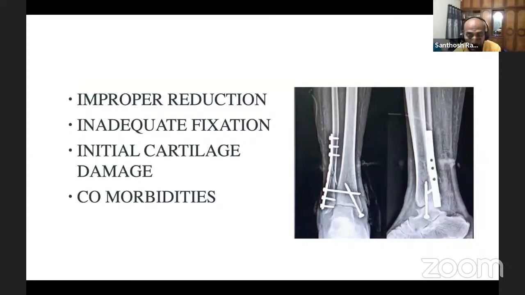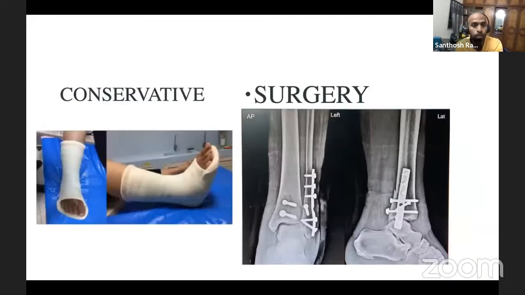And when do we get bad results? Whenever you reduce it improperly, or even after reduction you do an improper fixation, or the initial injury could itself have caused cartilage damage. Comorbidities like diabetes, neuropathy, vascular diseases, a vascular insult at the time of injury, or osteoporosis, all these also could result in poor results.